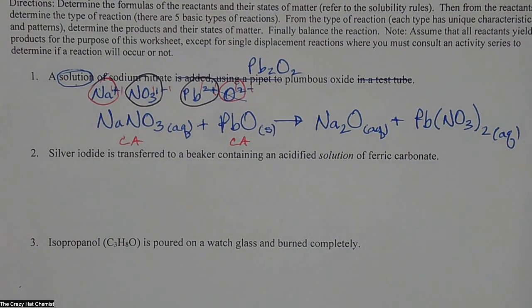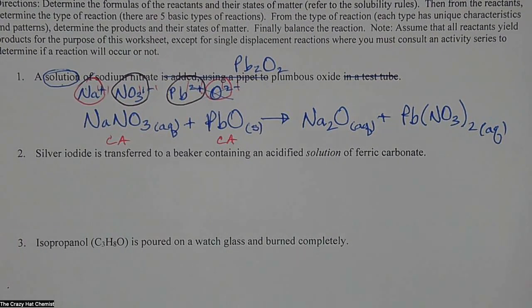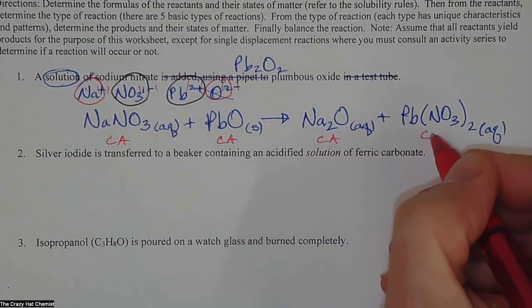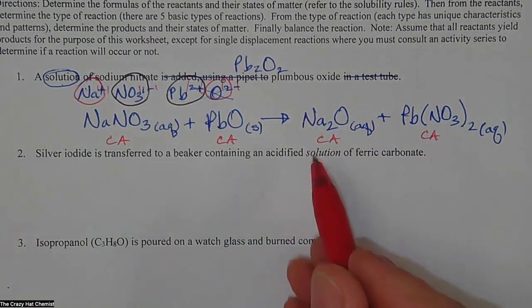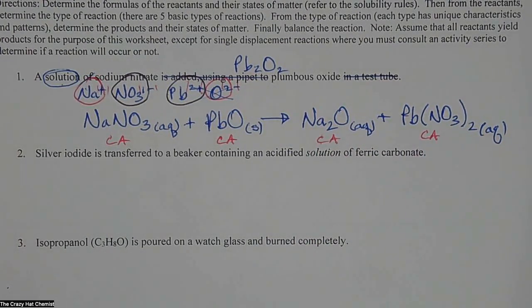Why is it aqueous? Because it has a nitrate. All nitrates are soluble. There are no exceptions to that. All right. And for a double displacement reaction, the pattern is that you end up with a cation anion, of which we already have right there. Now, what we need to do is we need to balance this.